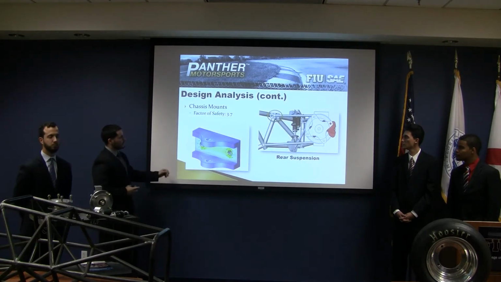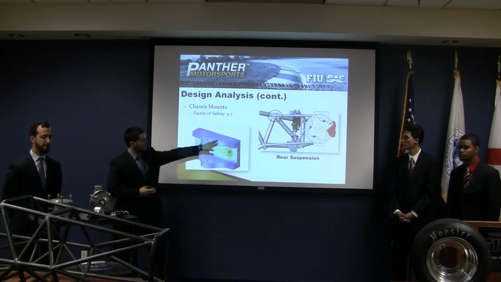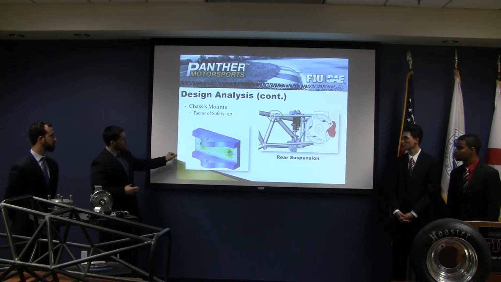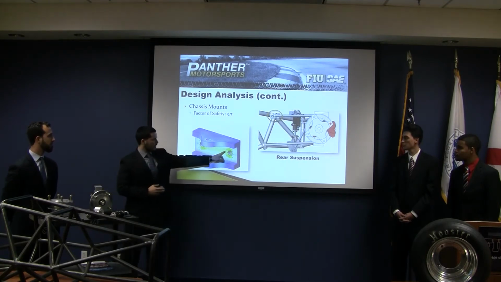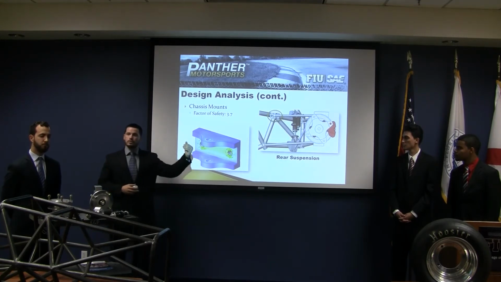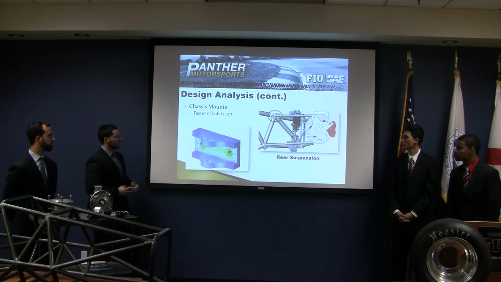And here we have the chassis mounts, which will fix the suspension to the chassis itself. You can see a representation of how it will be applied in the rear suspension. We see that most of the stresses are located on this back plate. We will have a nut on either side here affixing this chassis mount to bolts which will protrude out of the chassis. And with this design, we achieve a factor of safety of 3.7.